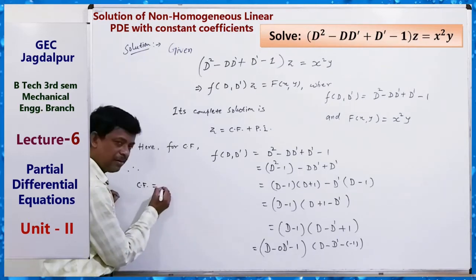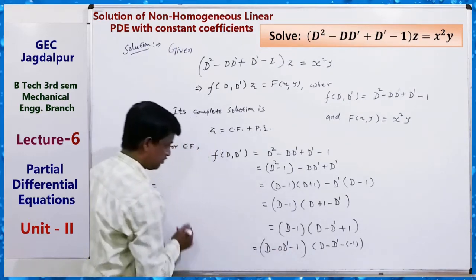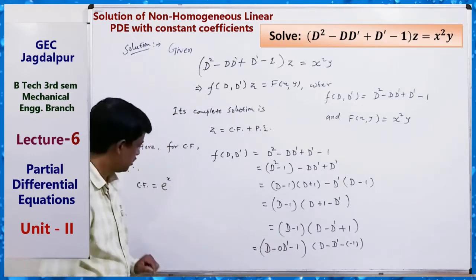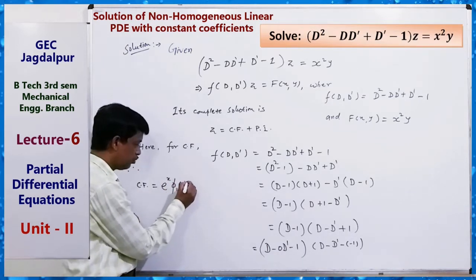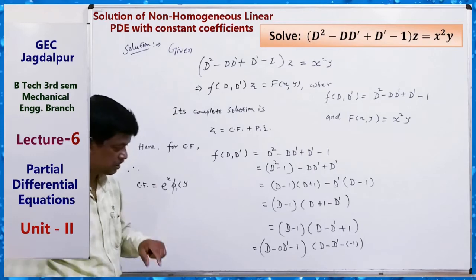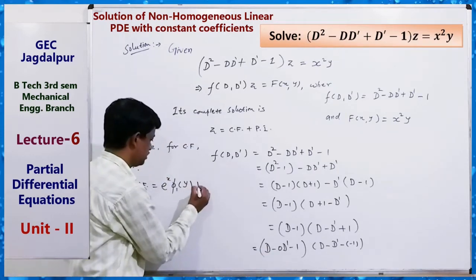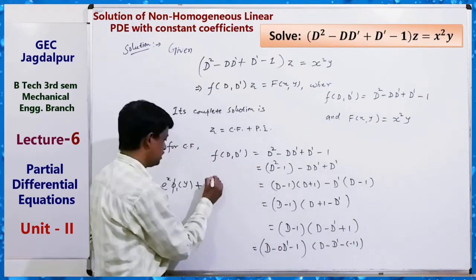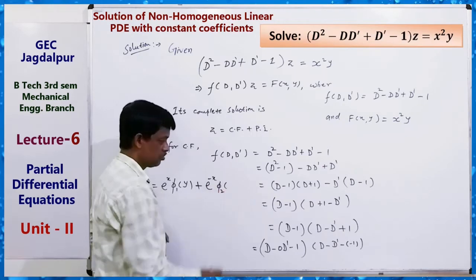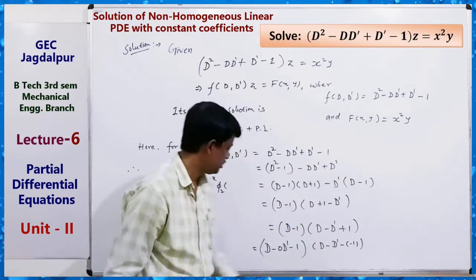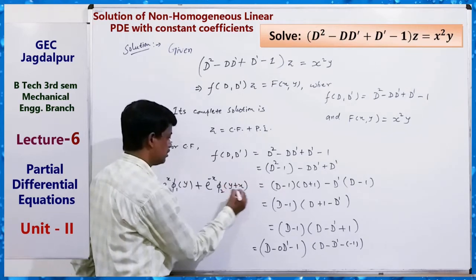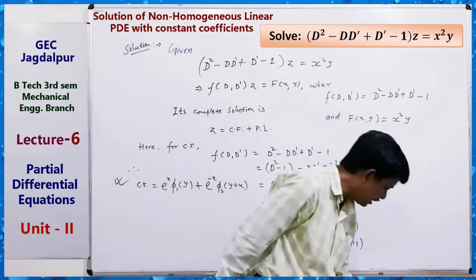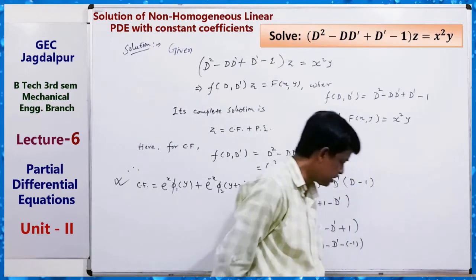So e to the power alpha x, e to the power 1, e to the power x, function phi 1 of y plus mx, m equals 0, so y plus... second, e to the power alpha minus 1, so minus x, phi 2, m equals 1, so y plus x. So this is CF. We can write CF like this: e to the power x phi 1 y, e to the power minus x phi 2 y plus x.